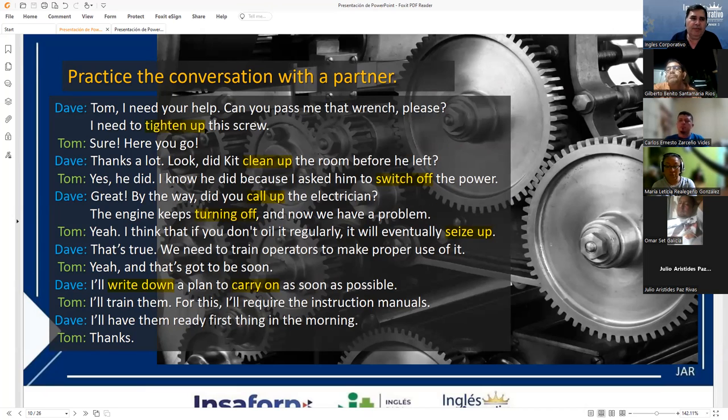Switch off. Switch off is the same as turn off. You have turn on the lights, turn off the lights. Imagine that I have this light here. You say switch on, switch off. The same, turn on, turn off. Switch on, switch off is the same. Yes. Okay, good.